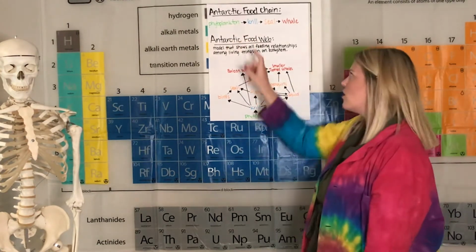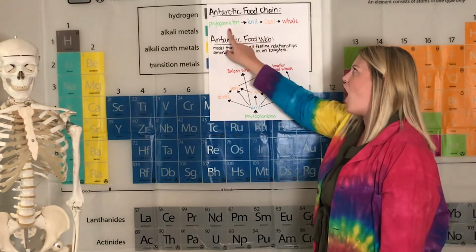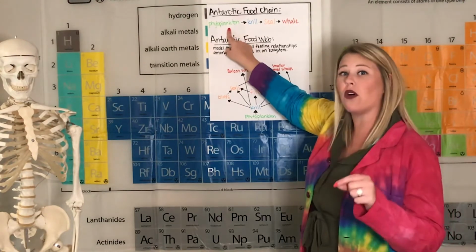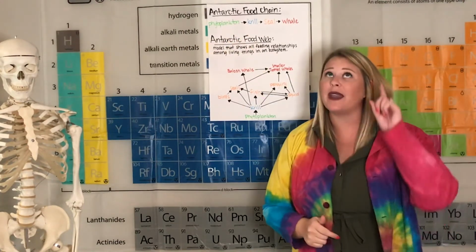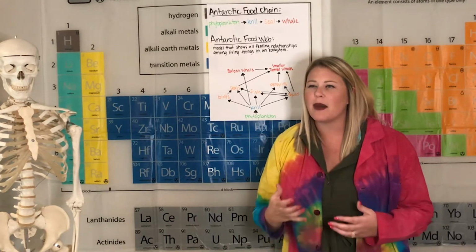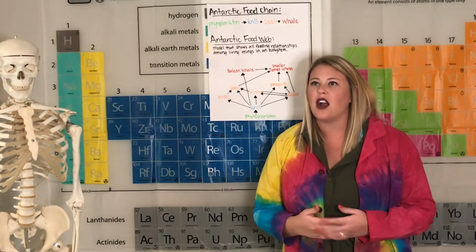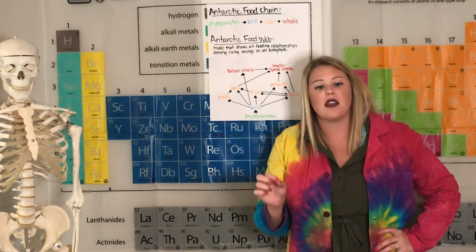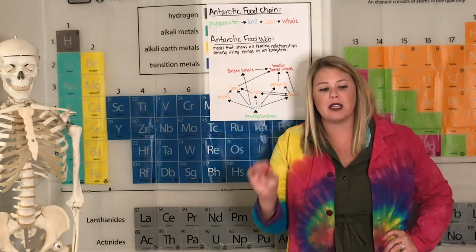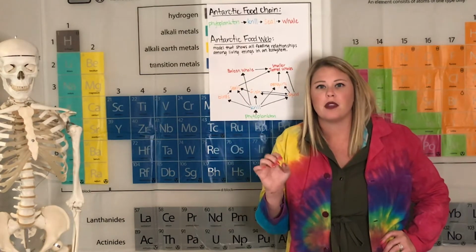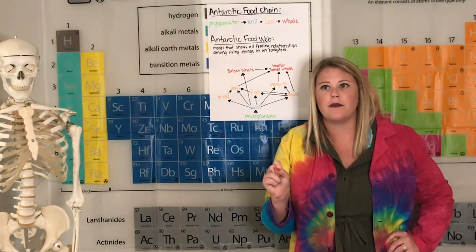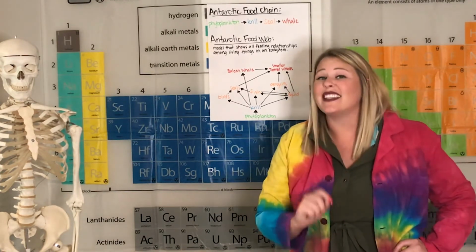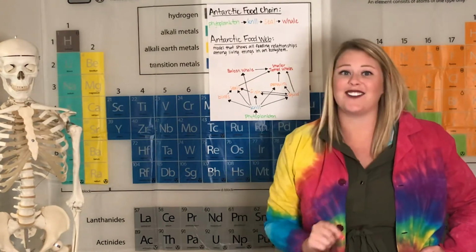Now, do you think the krill are getting greater than, less than, or equal to the amount of energy the phytoplankton took from the sun? Think about it. The krill, are they getting equal to, greater than, or less than the amount of energy the phytoplankton received from the sun? Think about it. Got an answer? What do you got? If you said less than, you're right on target.